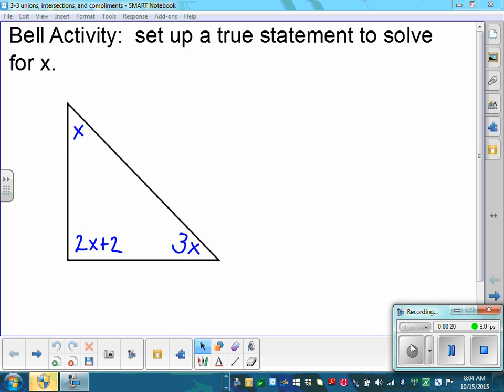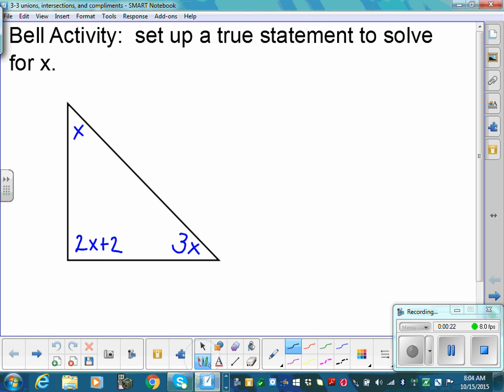Now we have a triangle. We have to set up a true statement using this. Since these are the angles of a triangle, what do we know about them? They all three add up to 180. So it'd be true to say this plus this plus this equals 180.